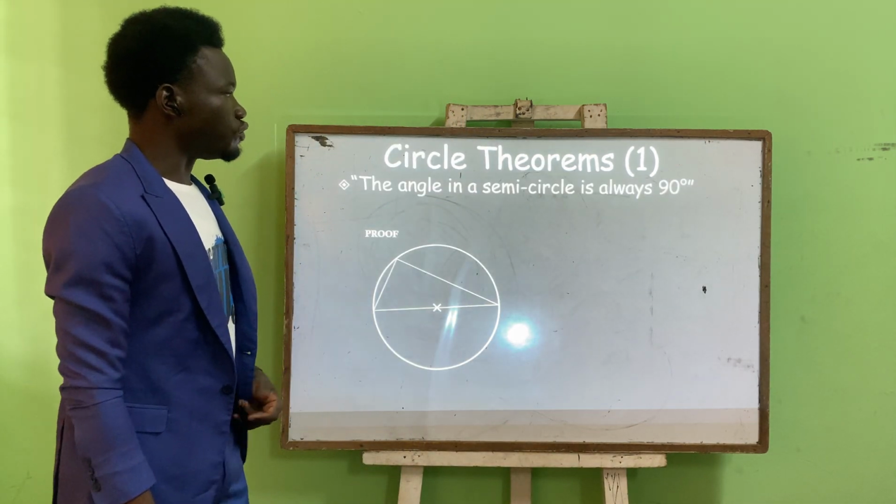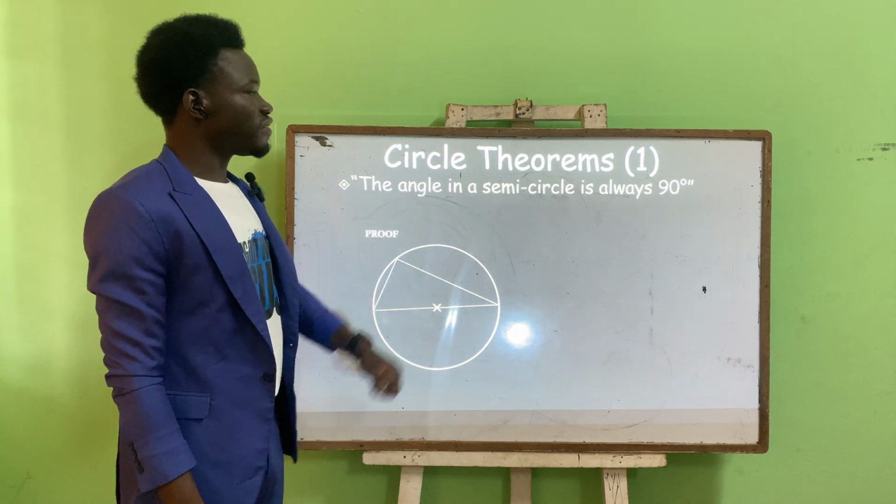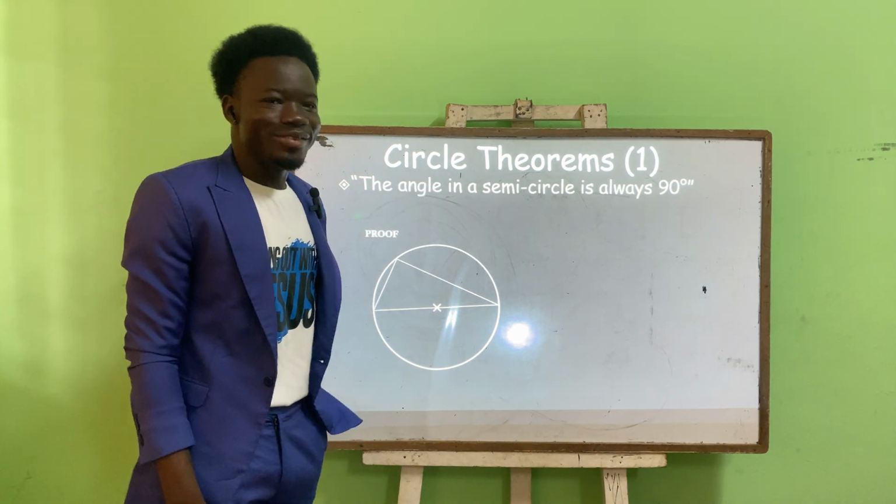Now, we want to look at the proof. The angle in a semicircle is always 90 degrees. We want to look at the proof.